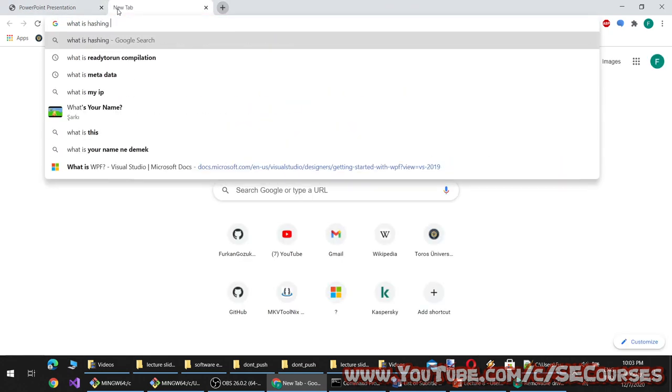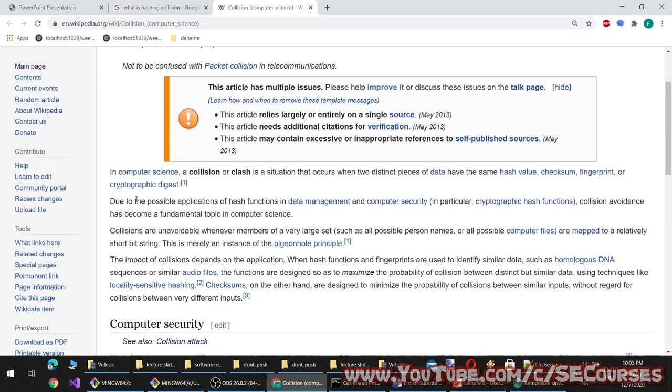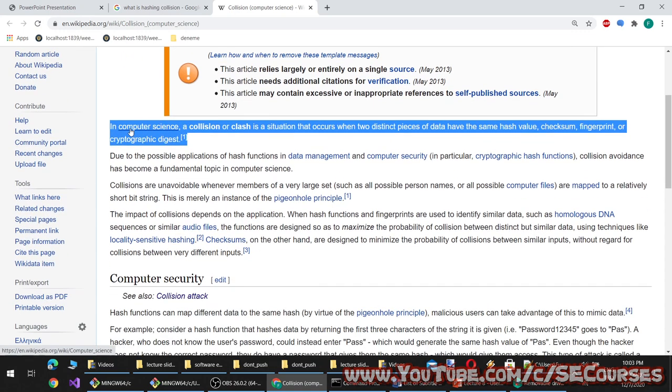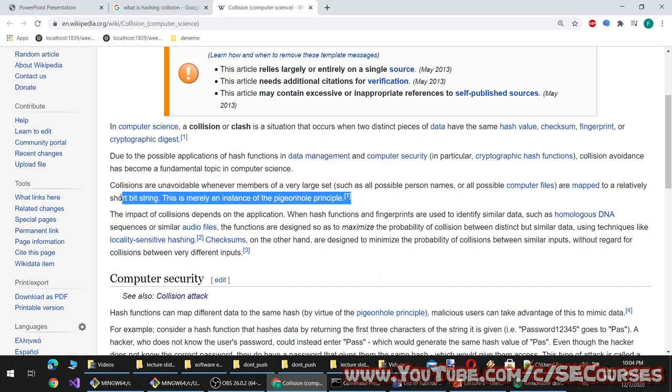What is a hashing collision? Let's get an idea about it. I think we have explained it already, but let's review it again. In computer science, a collision or clash is a situation that occurs when two distinct pieces of data have the same hash value, checksum, fingerprint, or cryptographic digest. Due to the possible applications of hash functions in data management and computer security, in particular cryptographic hash functions, collision avoidance has become a fundamental topic in computer science.